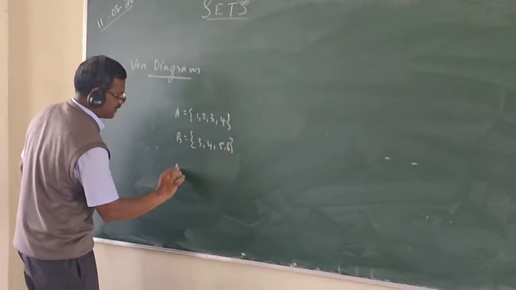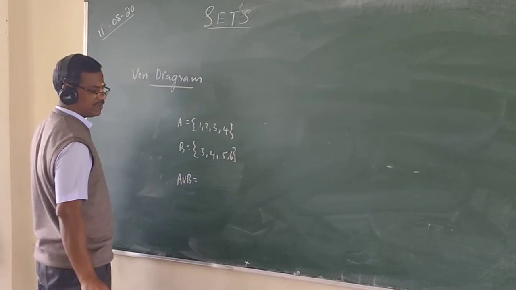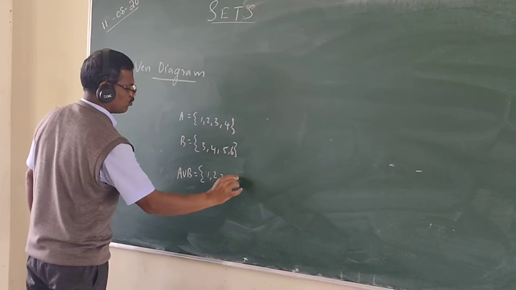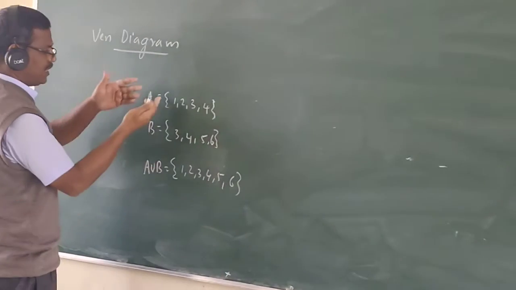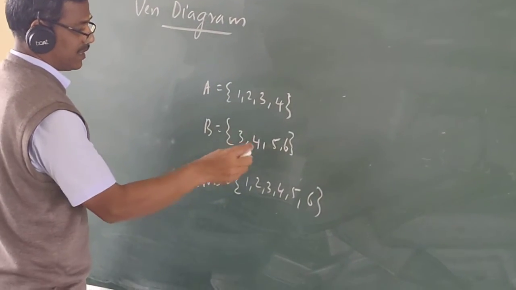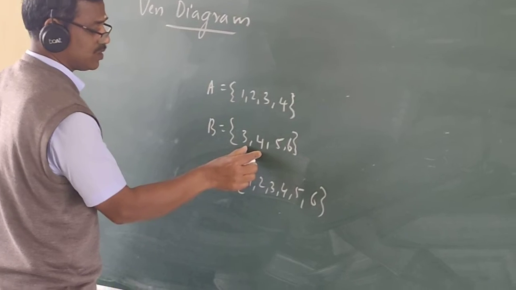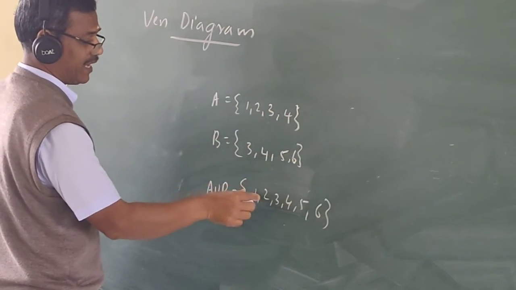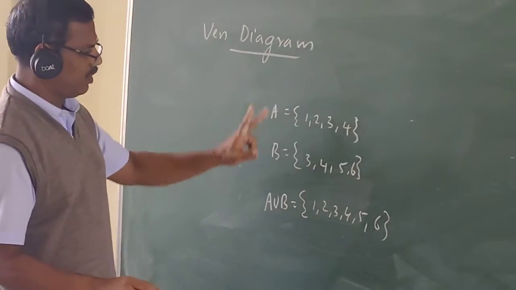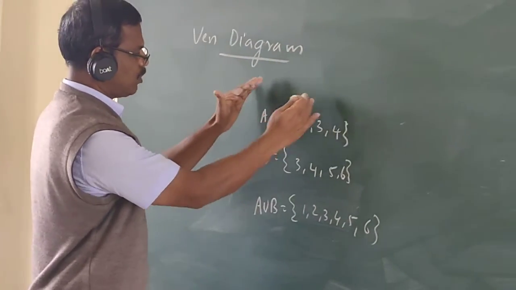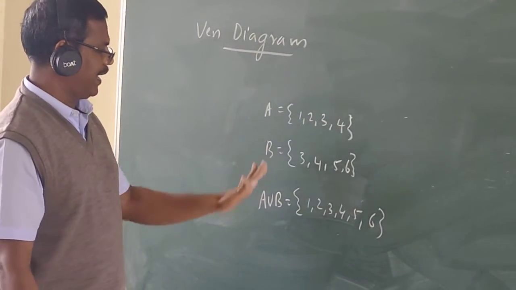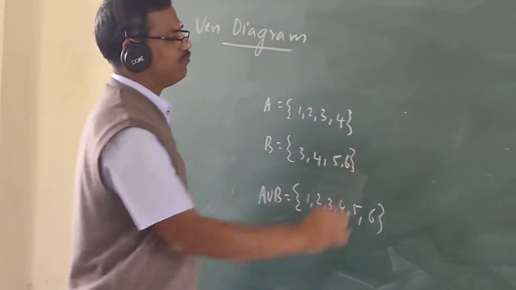Already we have defined the union of two sets, A union B. What is A union B? 1, 2, 3, 4, 5, 6. A union B is all the elements of A and B together. But here 3, 4 is there, and here also 3, 4 is there. We need not write an element two times in the set. Repetition is not to be done. Only one time we should write. All the collections of A and B put together. I'm going to write these expressions in diagram form.